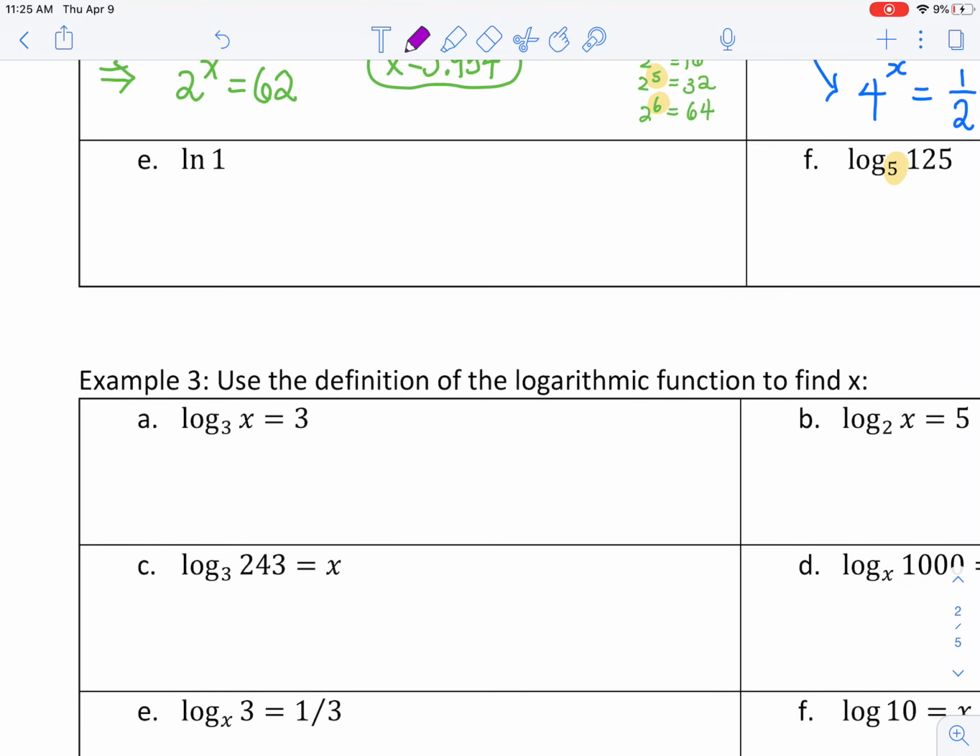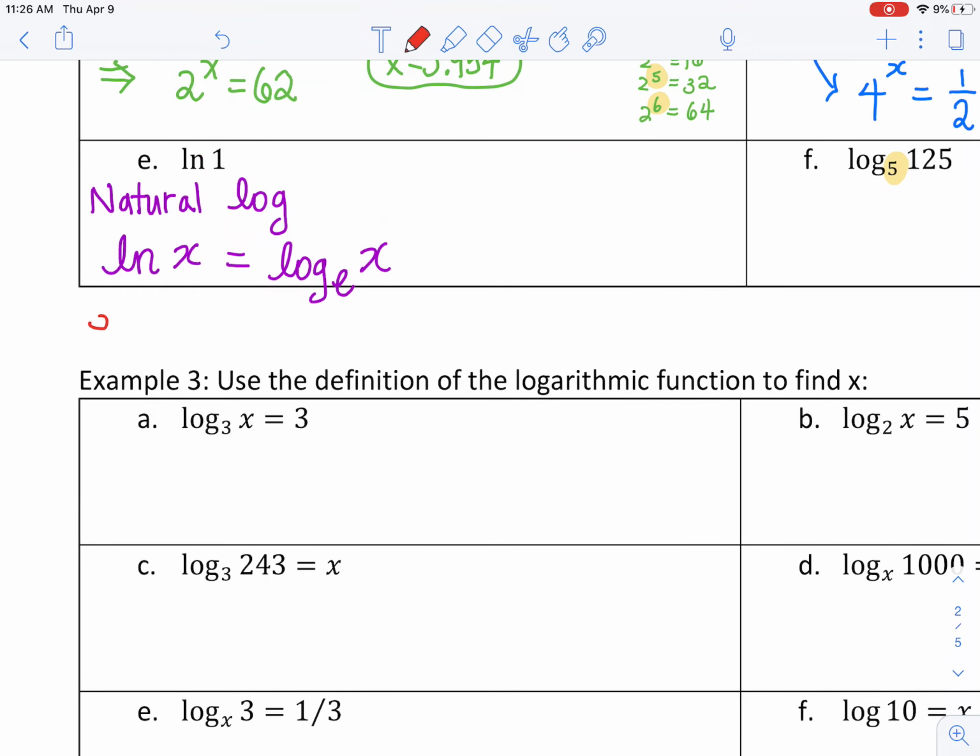Now this one, natural log of 1. This one is a special log. Whenever you see this ln, this is called natural logarithm. Natural log of x is the same thing as log base e of x. E is a number, just like pi is 3.14, blah, blah, blah.